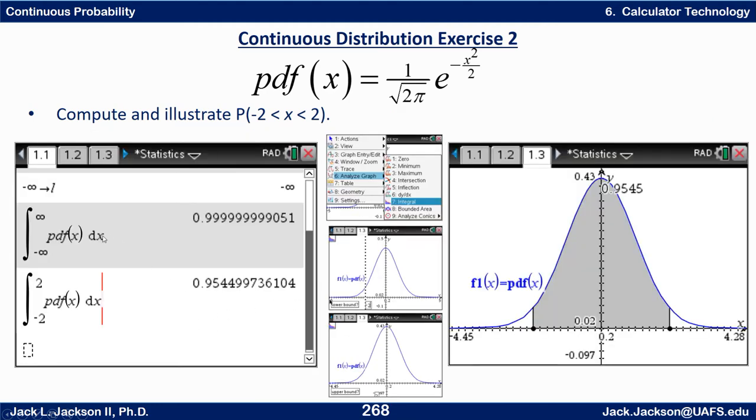You can do the same thing here on an Nspire. You just integrate negative 2 to 2. Our formula is in PDF of x, and there it is, the same number. On the graph, go to the graphing tab, and then do menu, number 6, analyze graph, number 7, integral. When asked for lower bound, type in negative 2, enter, then 2, enter for the upper bound, and it shades it and computes the probability. Right now I have mine set showing 4 decimal places here.